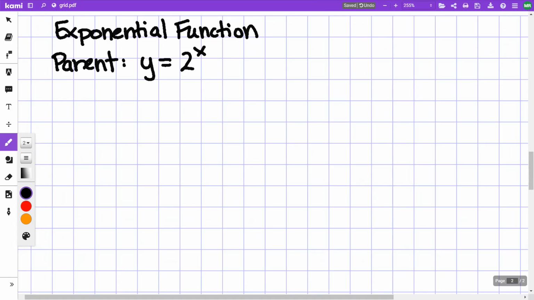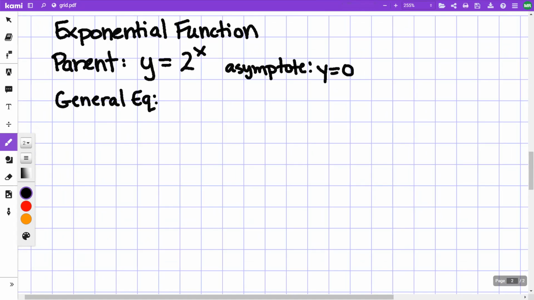And for this, we have an asymptote. Our asymptote is a horizontal asymptote. It is the x-axis, which is y equals 0. That is our asymptote. Our general equation is y equal a times b to the power x, which is what we did in integrated 1.